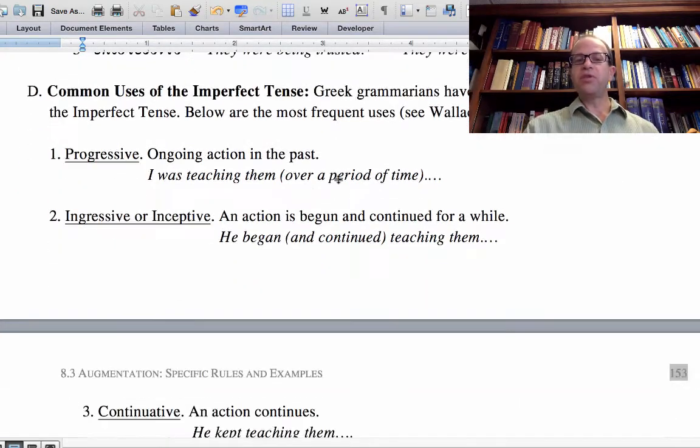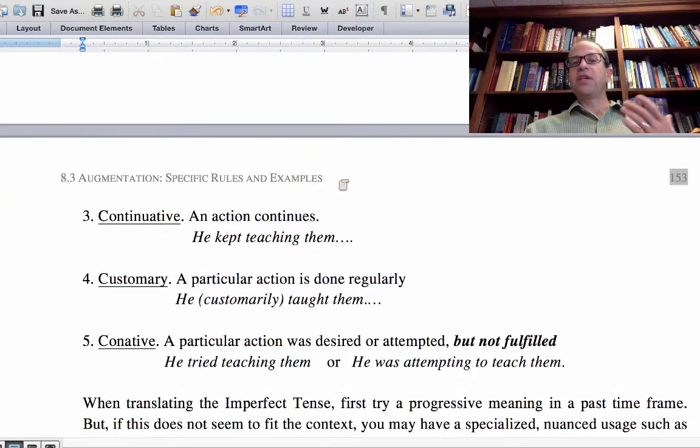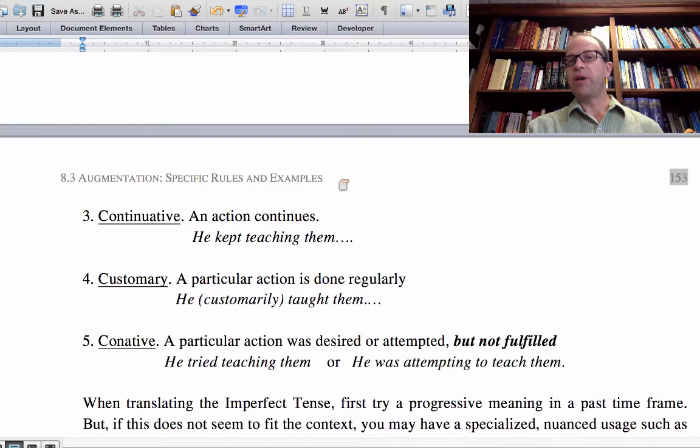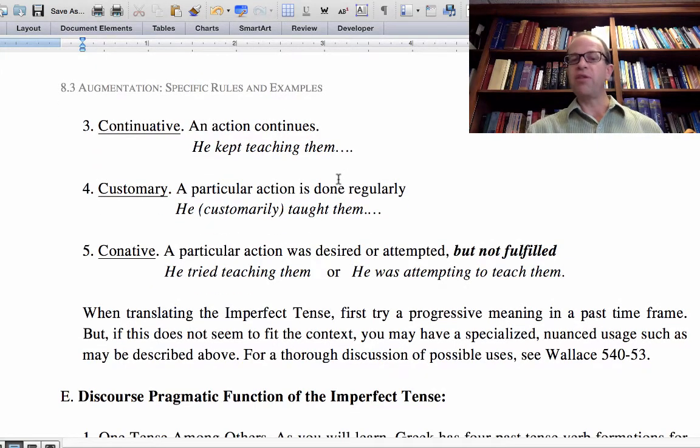Now common uses of the imperfect tense have been identified, and these are labels in a sense that help us with our understanding of how to translate them into English or how they could be. And these are the 5 different ways that I've distilled. Progressive, which is ongoingness. Ingressive or inceptive, those are terms that might indicate the start of an action that then continues. Continuative, that is the continuation of action. Customary, or kind of repeated action that was customary. And then conative, which means that some action was attempted but not fulfilled.